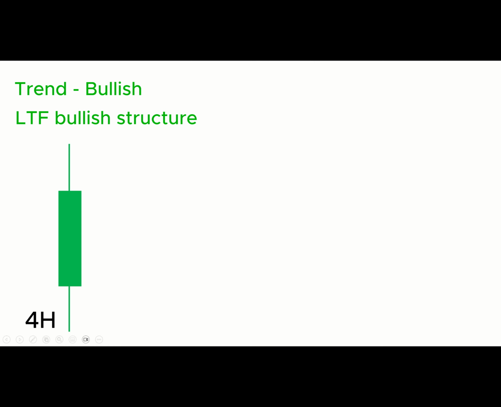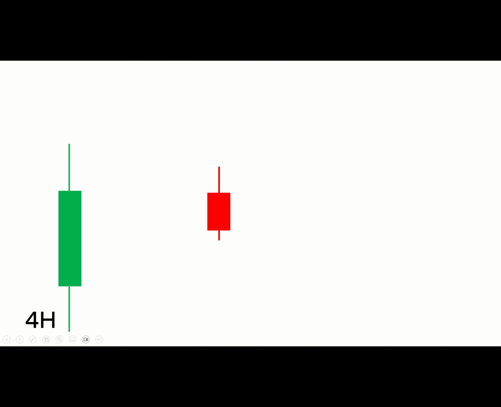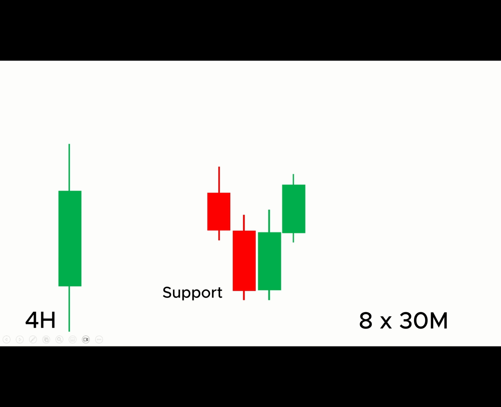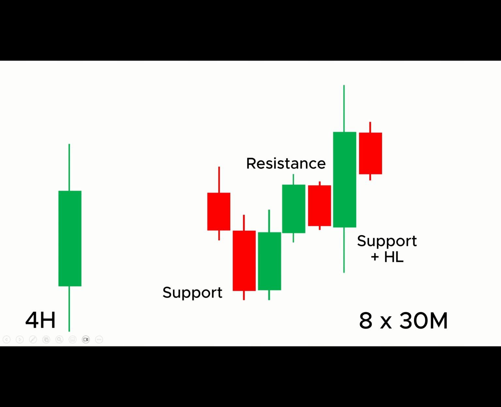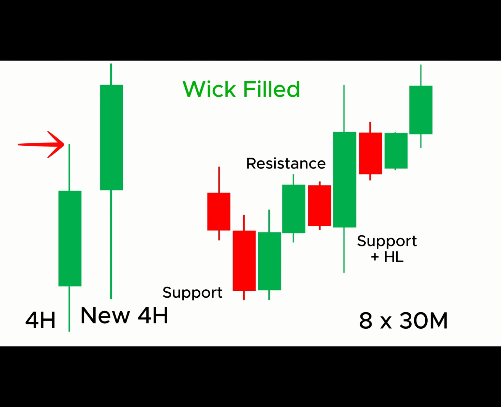Say the current trend is bullish and this is how the last 4-hour candle has closed. I'm anticipating that the next 4-hour candle will also be bullish to continue the trend. In order to confirm this, the lower time frame candles should continue bullish structure as well. 4-hour candles are formed by 8 30-minute candles. As the 30-minute candles are forming, they could create a support, and I would expect the previous 4-hour low to be respected and not broken. Then a resistance, and another support and higher low, and then we have the 4-hour wick fill and continuing trend.